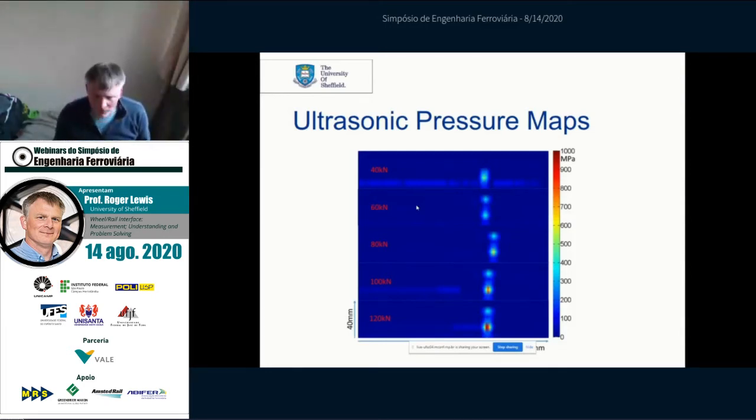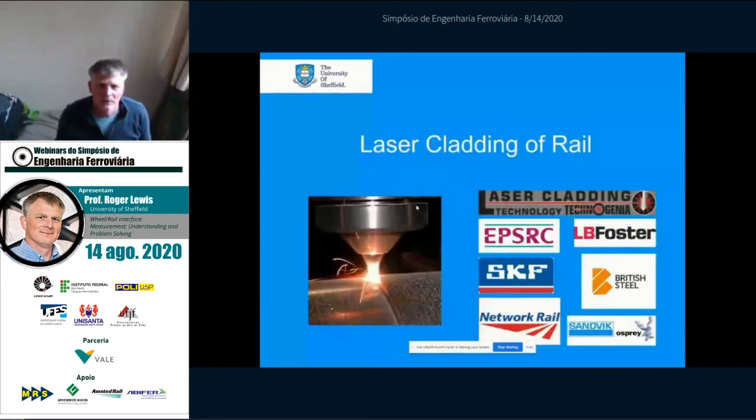All right, so I'm going to move on to my second case study now. This is in relation to reducing wear in rail, and obviously possibly wheel as well, as either could be clad. So we've been for 5 or 6 years now working on laser cladding of rail.